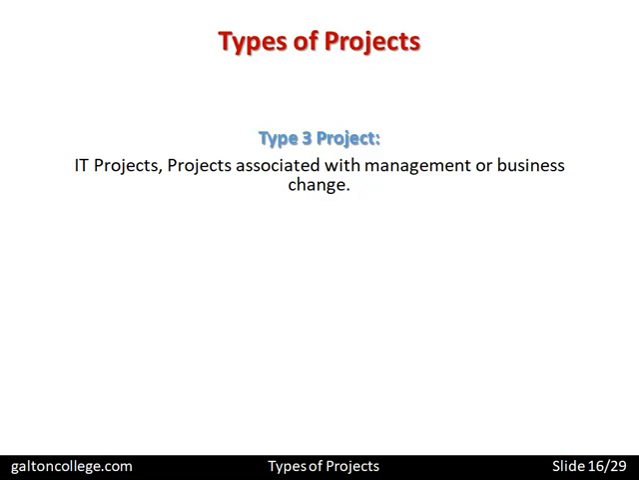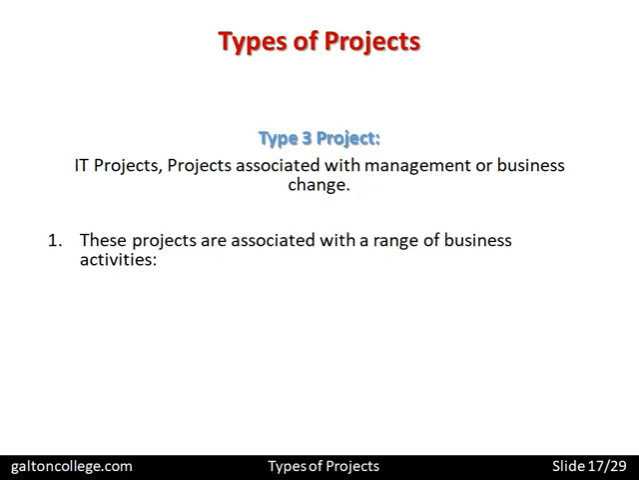The third type of project is IT projects and projects related or associated with the management of or business change. So it could be a project associated with management or of business change, or it could be indeed a project related to the management of business change. These projects are associated with a range of business activities. For example, implementing IT programs and systems.